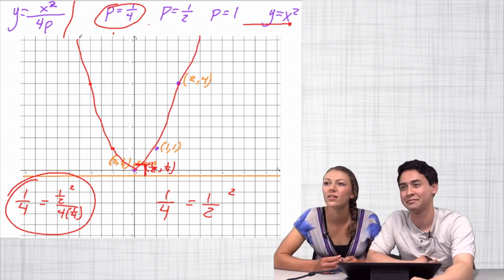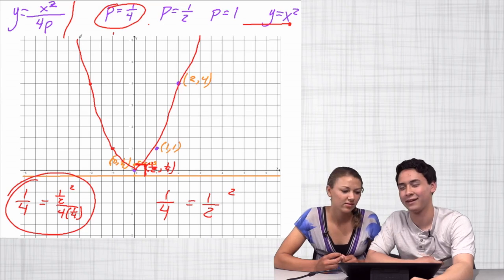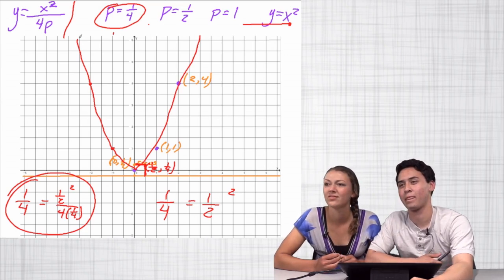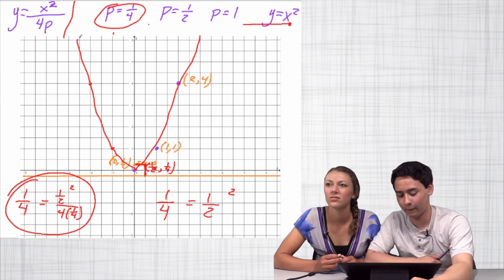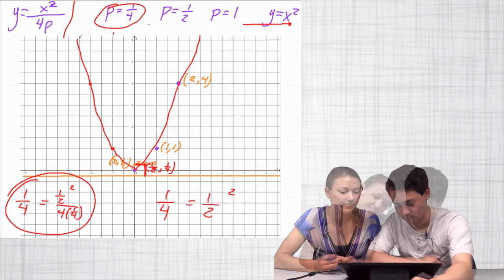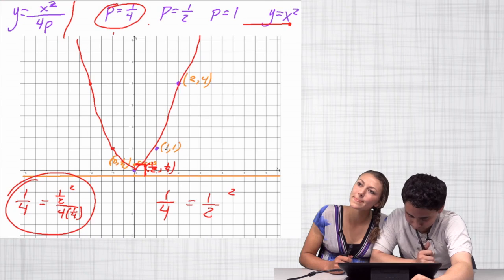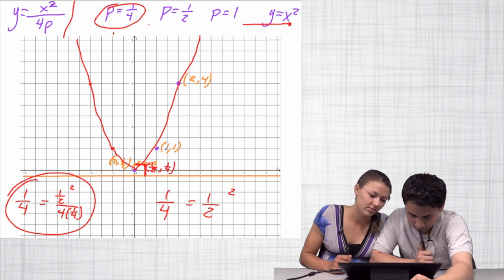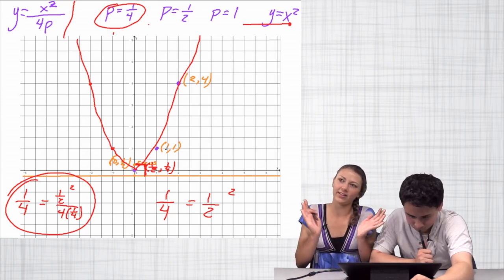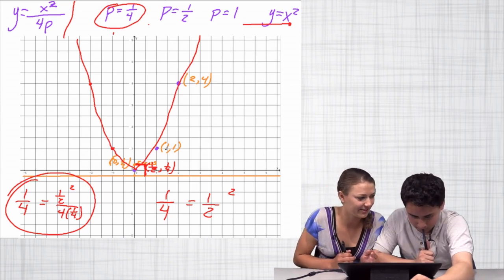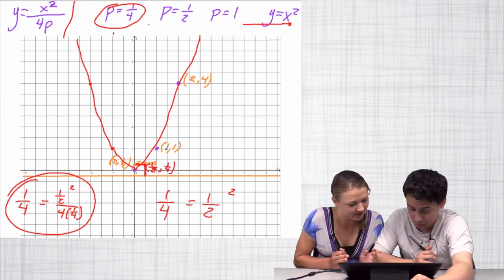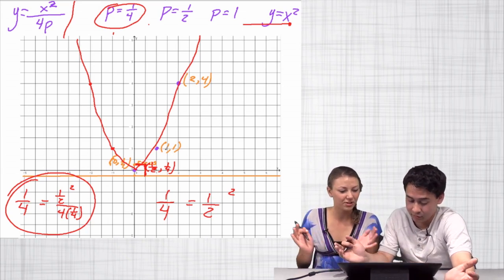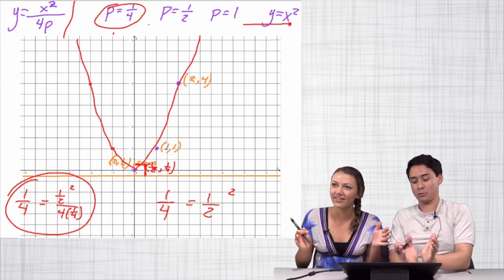Now I want you to make a prediction. We're going to graph the parabola where p is 1/2. Can you just show me what you think the graph of the parabola where p is 1/2 will look like? Compared to this one, do you think it'll be skinnier or fatter? I think it'll be wider.